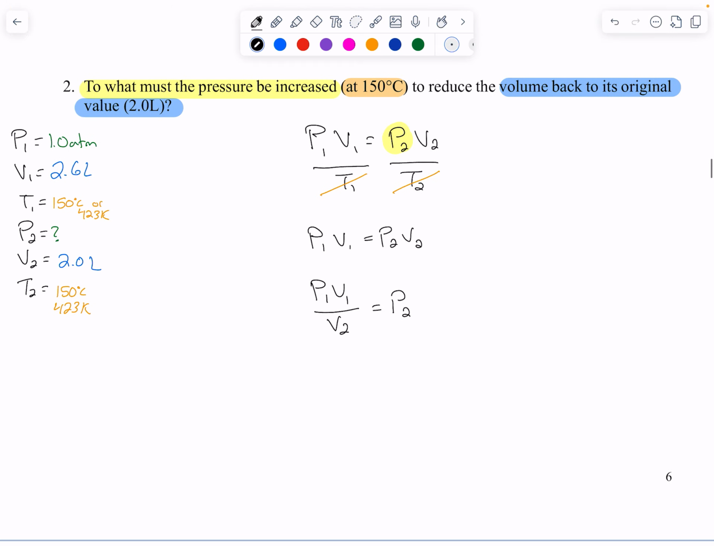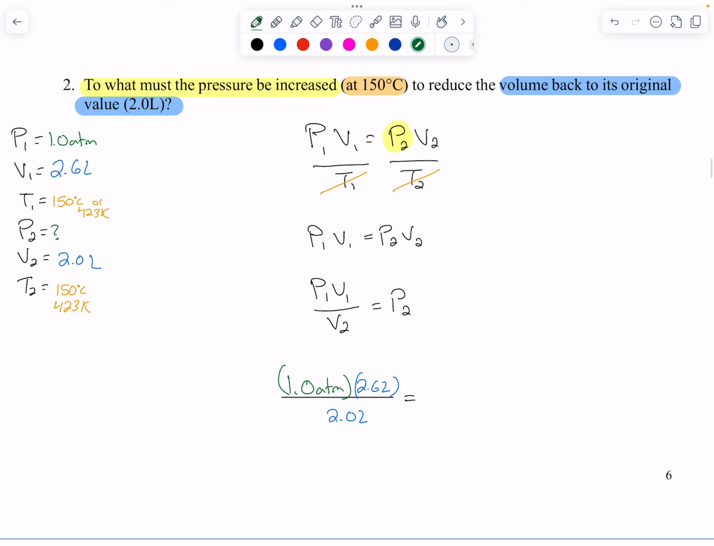So that means P1 is 1.0 atmospheres, V1 is 2.6 liters, all over 2.0 liters. And so it looks like for the pressure, I'm going to get 1.3 atmospheres. So there we go.